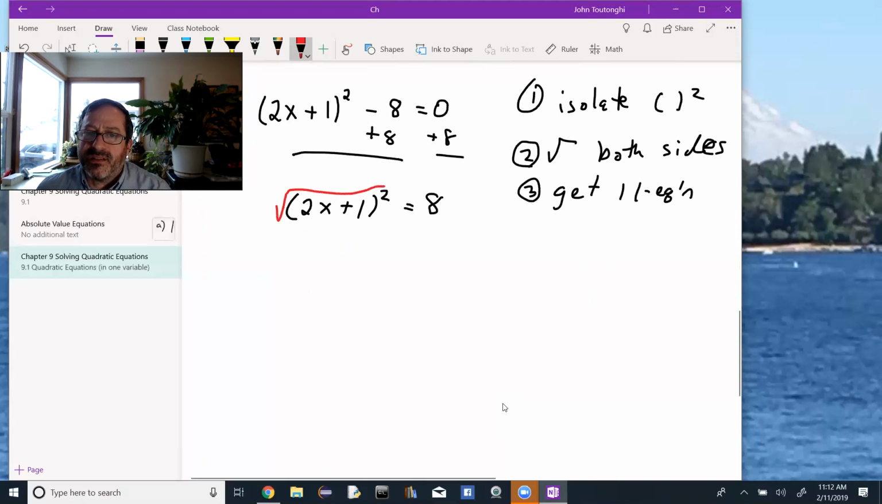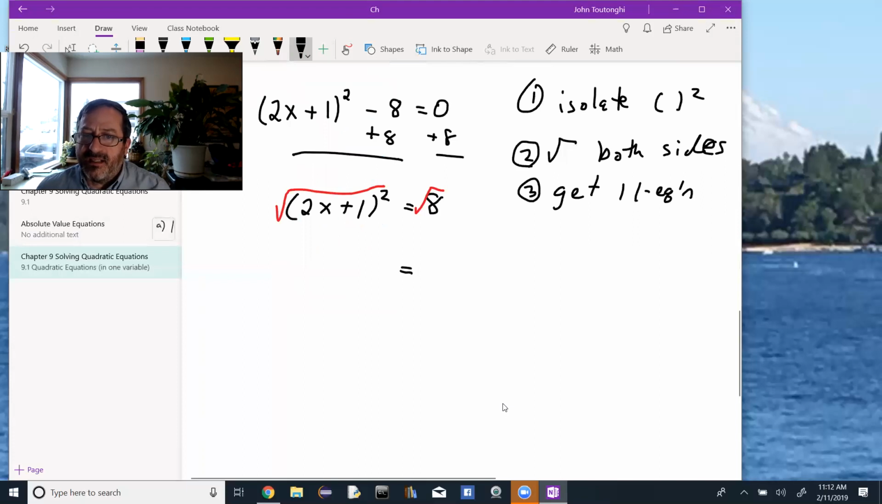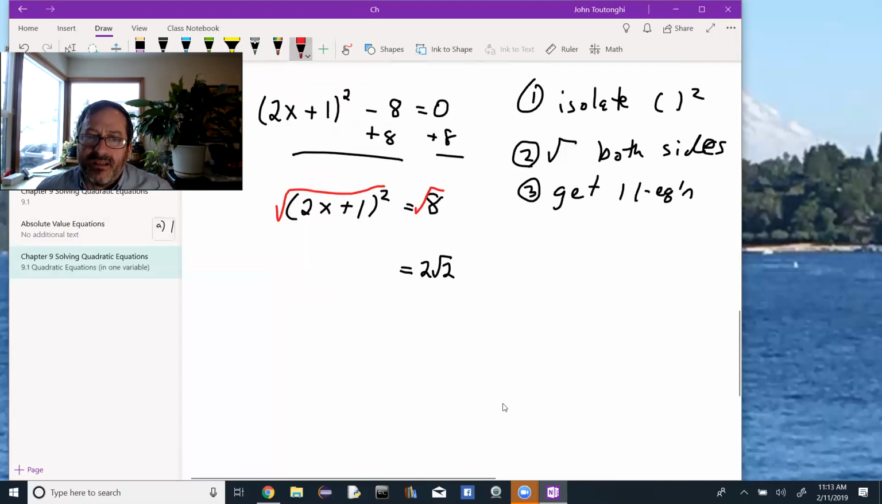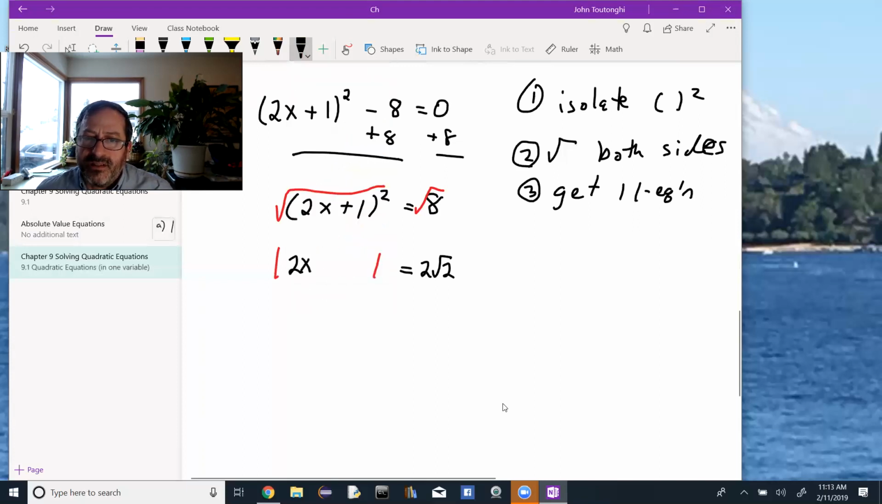Square root of 2x plus 1 squared equals square root of 8. I generally like to reduce the right-hand side of this equation first because that's what we did in the last chapter. Square root of 8, 8 is 4 times 2, so this is 2 times the square root of 2. On the left-hand side, we have the square root of something squared, producing an absolute value equation. In this case, the absolute value of whatever is inside the root, 2x plus 1.